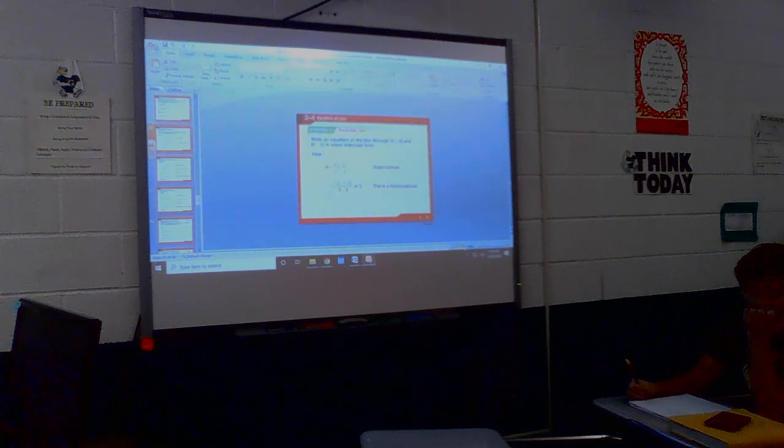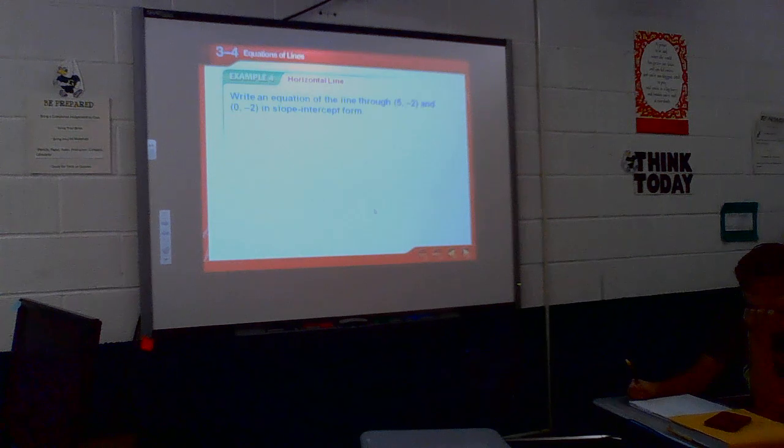Okay? And then in that case, we jump down to this one. So this one says write an equation of a line through 5, -2, and 0, -2 in slope-intercept form. Why I want to show you this one is because of one specific thing. Basically, if you don't recognize what I'm trying to show you here, you're going to do what we did in this last example.